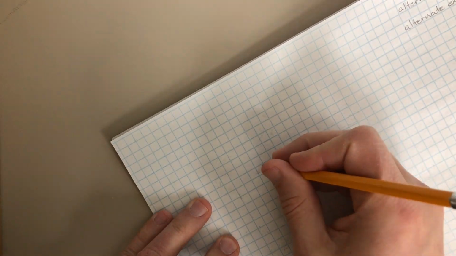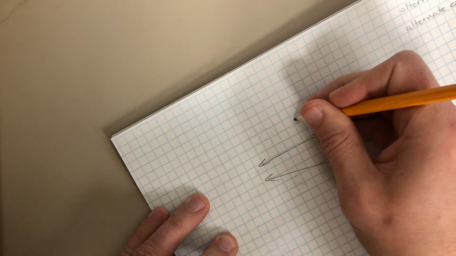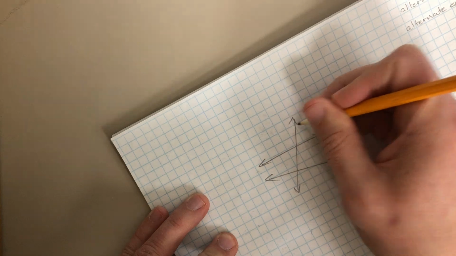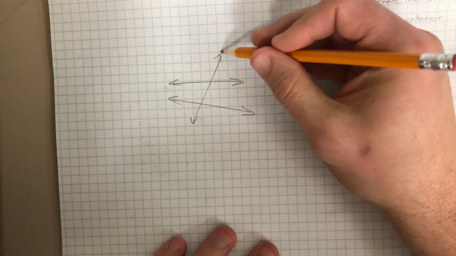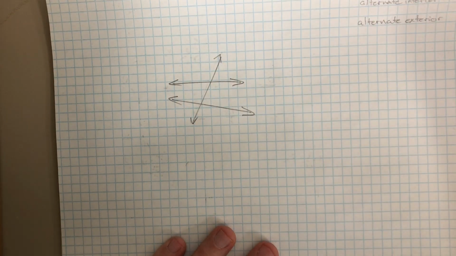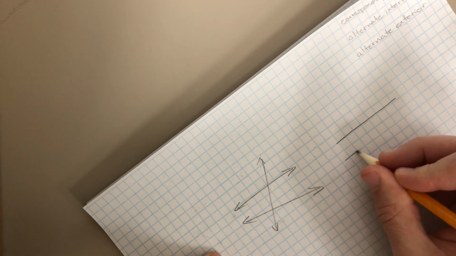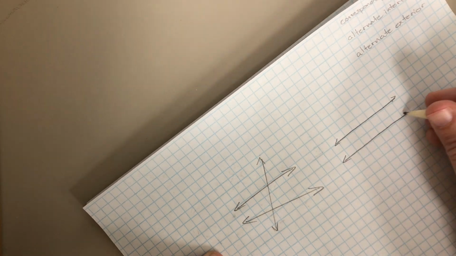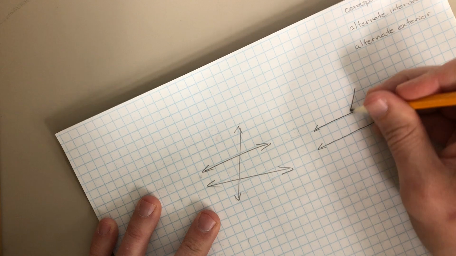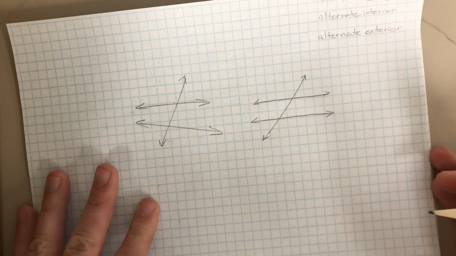A transversal is simply any line that intersects two or more other lines. So in this case, this is a transversal. Now today we're going to be dealing exclusively with transversals that intersect parallel lines. So here's a set of parallel lines, and I'm going to draw my transversal that is intersecting those two.